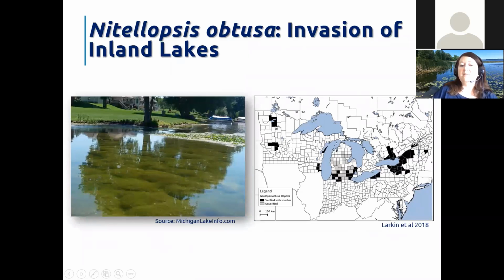And so not surprisingly, as it's invaded inland lakes, wherever you see the black shading, these are verified areas. I would say there's probably more lakes than are depicted here, but certainly it gives you an impression that where it was found in the Great Lakes is probably ground zero for where it then spread into inland lakes.